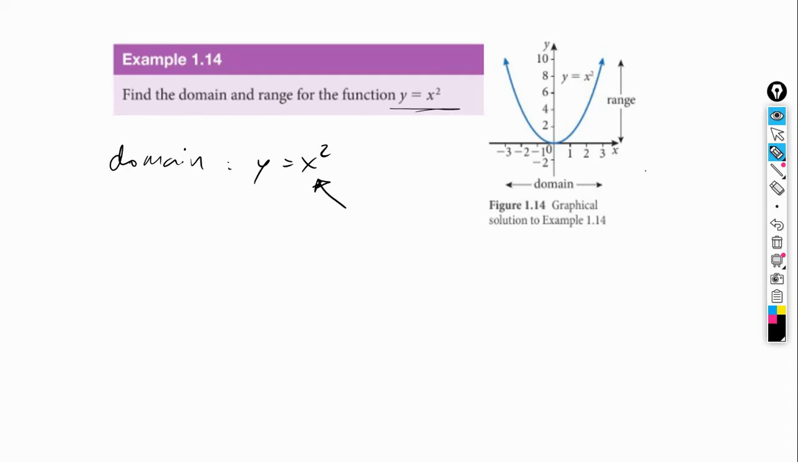Now we're going to introduce proper notation for this. So there's one thing called set builder notation. And in set builder notation, we would write the domain in the following way: we would use a bracket and then say x is such that x belongs to all real numbers. So this is one type of notation. The other type of notation is using intervals. And for the interval notation, we say x belongs to negative infinity, comma, infinity.